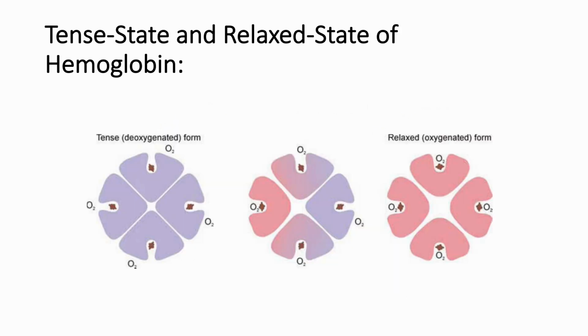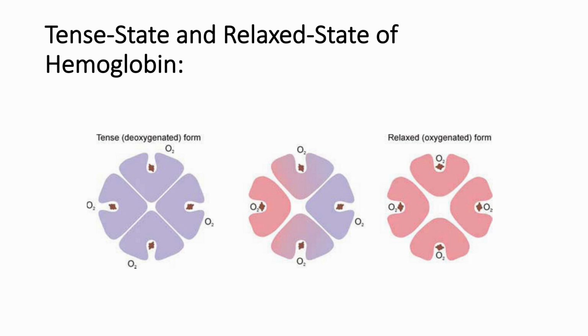In the absence of oxygen, hemoglobin exists in what is referred to as a quote-unquote tense state, which is depicted poorly here on the left. This tense state configuration, interestingly, has a lower affinity for oxygen binding compared to the other forms.